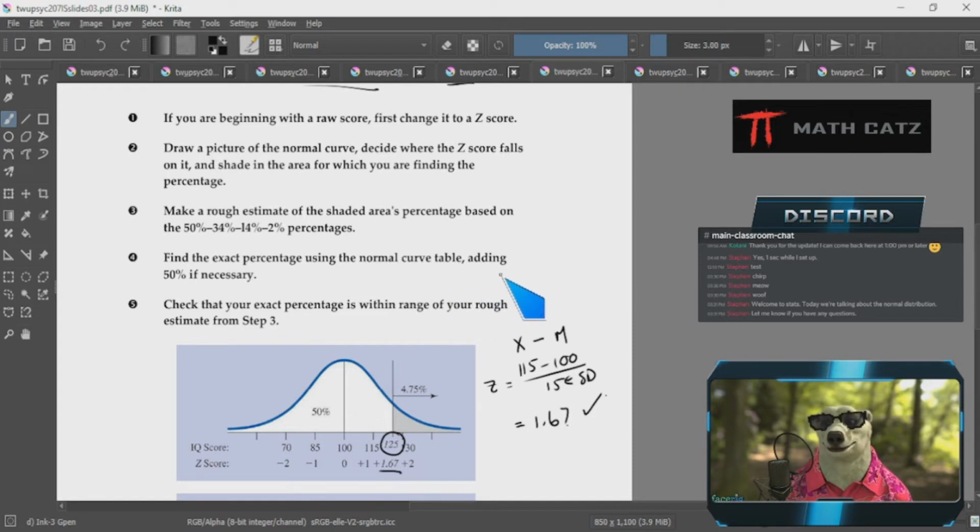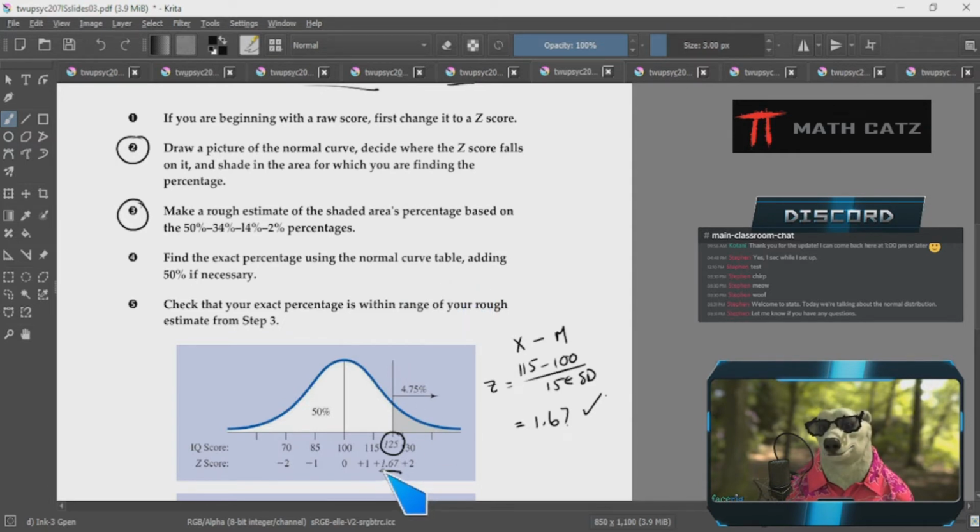But I do want to be precise and calculate it. These steps 2 and 3 are optional. If I want to visualize it and think, well, what would I expect? I can do that, or I can skip it. I want to find the exact percentage using my table for the normal curve, the normal distribution.